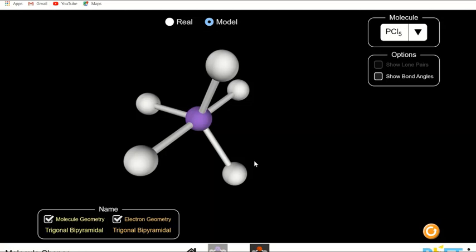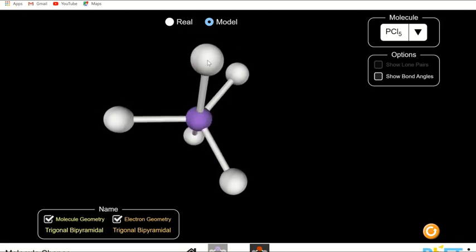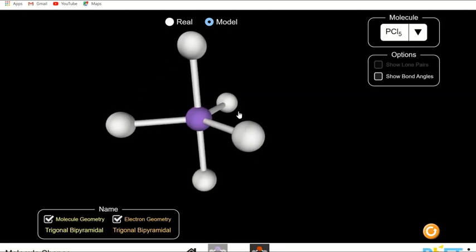So here's PCl5. If you look at it straight this way, what kind of shape? So you're in preschool, what shape is this? This is a triangle. And then it turns out this side looks like a pyramid. So you have a triangle pyramid on the top and a triangle pyramid on the bottom. So this is called trigonal bipyramidal because you have 2 triangle pyramids.